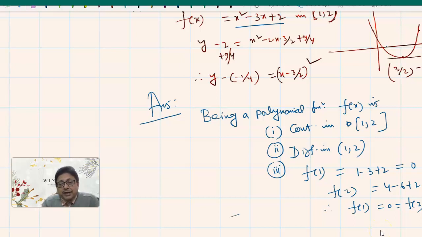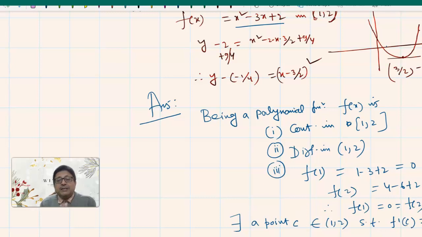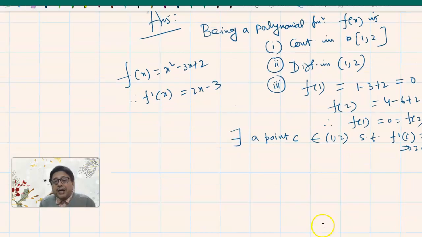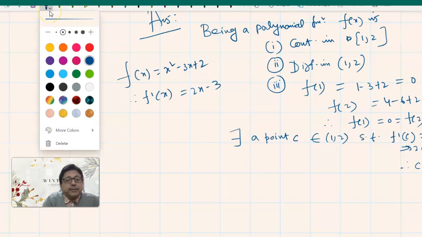After proving this, you write there exists a point c in the open interval (1, 2) such that f dash c equal to 0. What is f dash c? f(x) is given as x square minus 3x plus 2, so f dash x is 2x minus 3. So this implies that c equal to 3 by 2. Okay. Now let us verify Rolle's theorem for another problem.